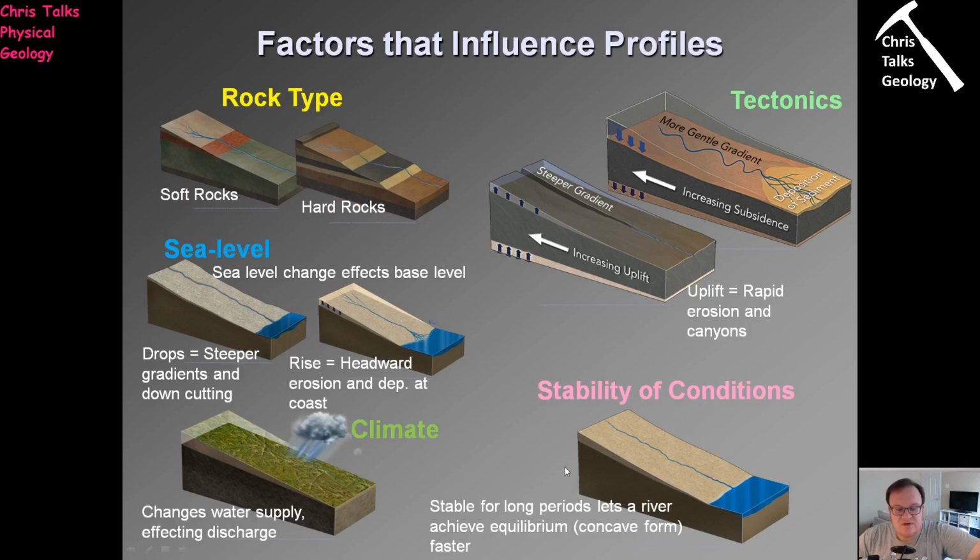The final variable is, of course, stability of conditions, and that ties back into the climate. So if you have stable conditions for long periods of time, it lets the river achieve equilibrium faster. Stable conditions means that your river has a lot of water. But I should also point out that rivers in areas that have very, very high rates of rainfall will also achieve their profile a lot faster than areas which have lower rates of rainfall.